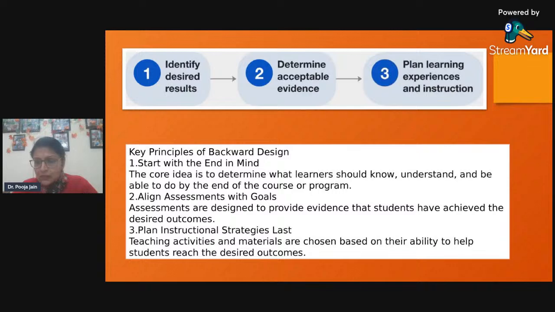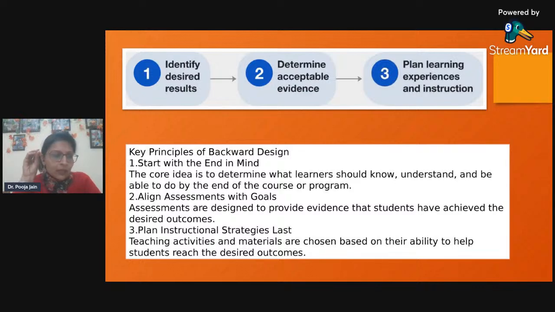Somebody asks me, how effective can backward design be in a group learning setup such as a school? Why not? Because we're talking about school only. I'm a school educator myself. So let me just simplify it for you, ladies and gentlemen.